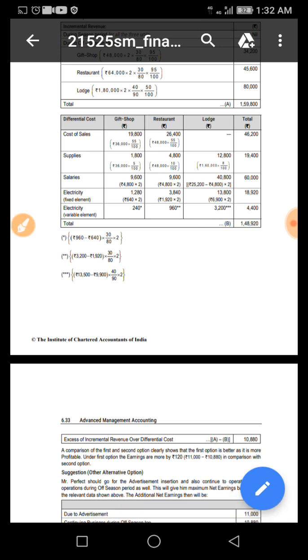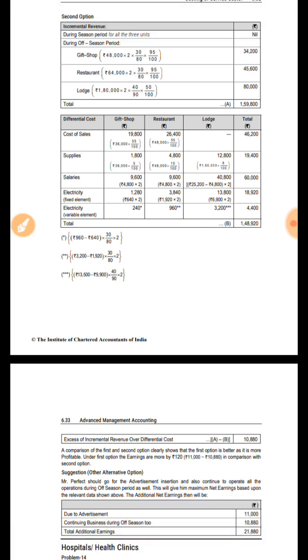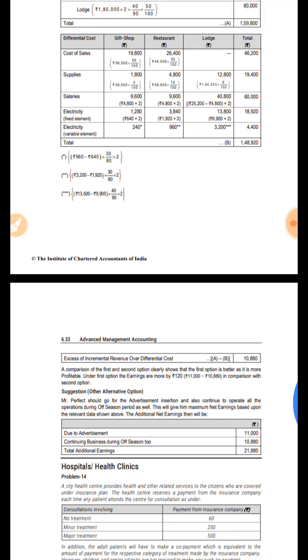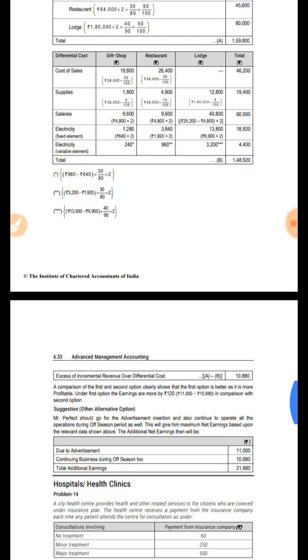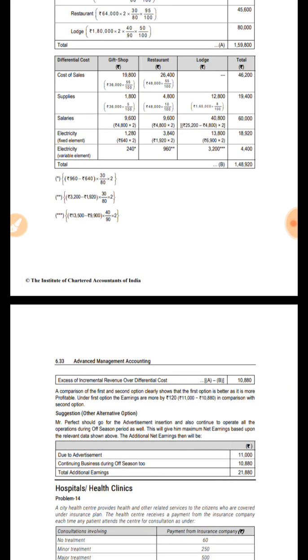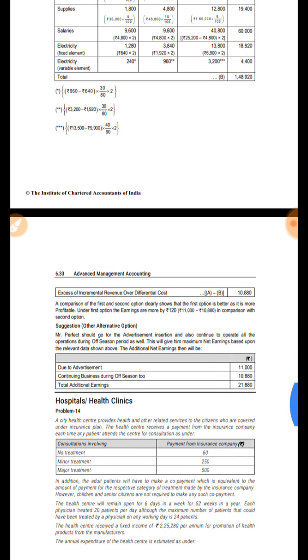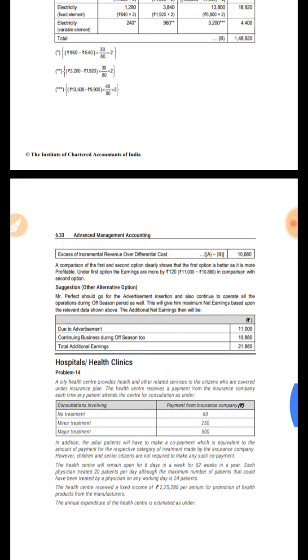So just total it, you'll get the total differential cost. Now see, excess of incremental revenue over differential cost is coming 10,883. So we can say yes to this option also. See, a comparison of the first and second option clearly shows that the first option is better as it is more profitable. Under the first option the earnings are more by 120. The first option we got 11,000, no, second option we got 10,880. So the first option is more beneficial in comparison with the second option.